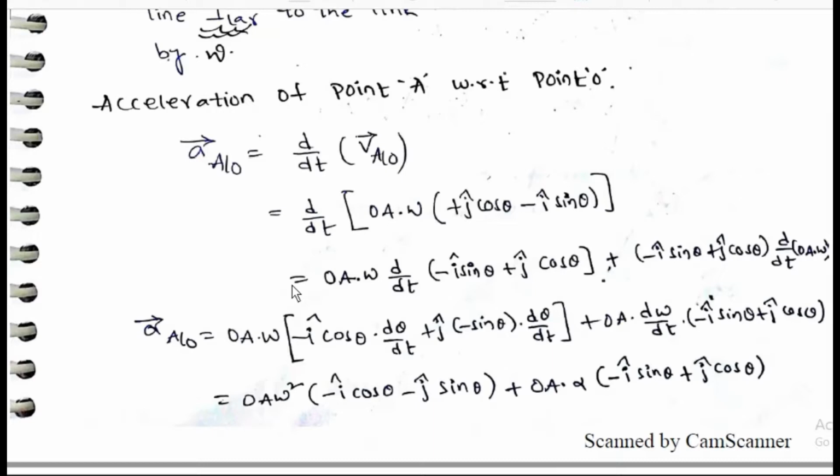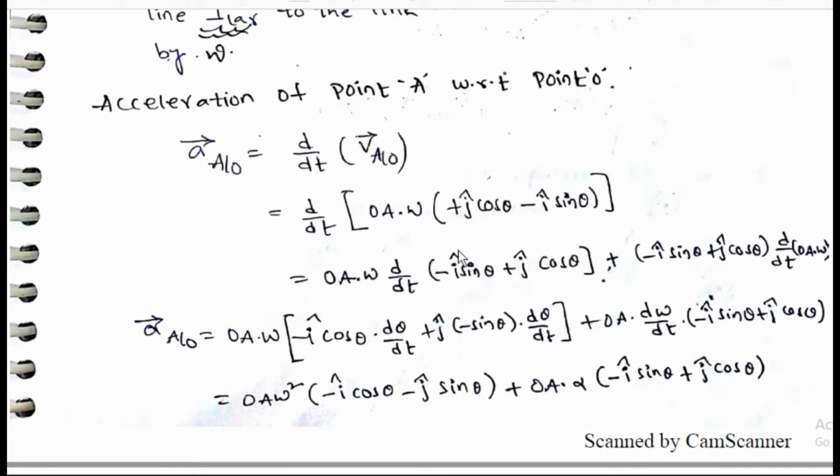Acceleration of point A with respect to O. A bar A by O is equal to d by dt of V bar A by O, which is d by dt of OA omega times (minus i cap sin theta plus j cap cos theta). This equals OA omega times d by dt of (minus i cap sin theta plus j cap cos theta), plus (minus i cap sin theta plus j cap cos theta) times d by dt of OA omega. So A bar A by O is equal to OA omega times (minus i cap cos theta d theta by dt plus j cap minus sin theta d theta by dt), plus OA times d omega by dt times (minus i cap sin theta plus j cap cos theta).